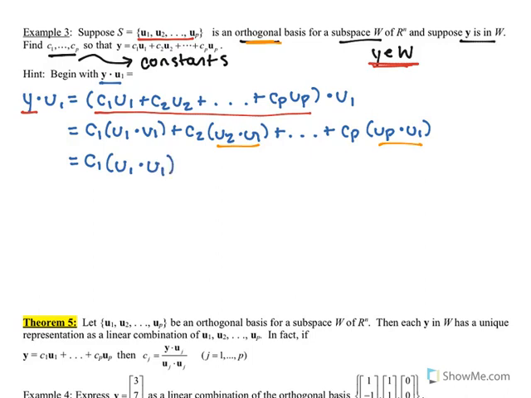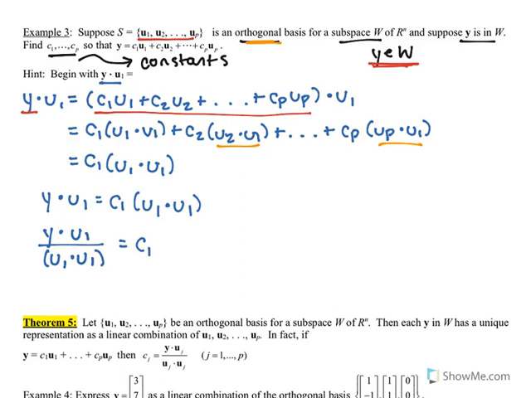Now, remember, we don't know what that is. We're not sure if it's 0. It's probably non-zero, but that's our answer here. We've got y dotted with u1 equals c1 times u1 dotted with u1. And we were looking for a description of the constants, so if I solve for c1, I get that y dotted with u1 divided by u1 dotted with u1 is equal to c1.